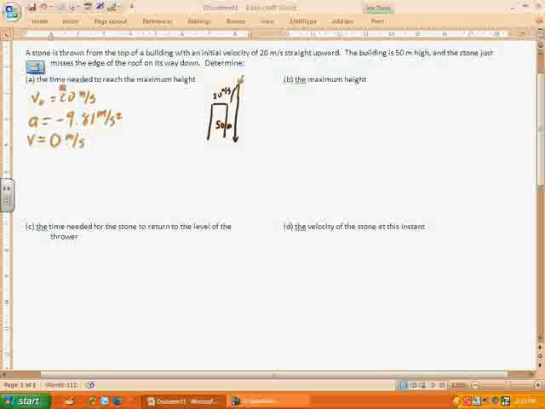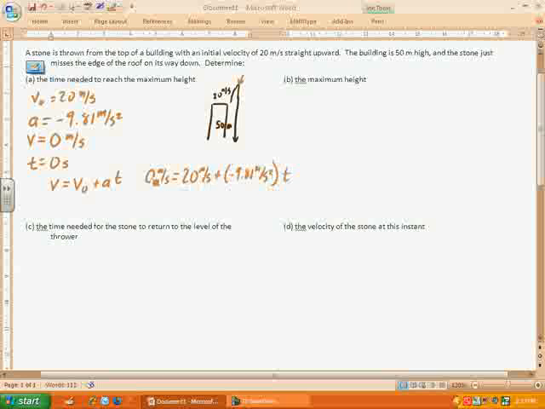And so since I'm looking for time to get to that point when it's at rest, I need now the time. So I'm going to find my kinematics equation that relates velocity, acceleration, and time, which is going to be the first one that we had in our class, which is v equals initial velocity plus acceleration times time. So then we can go ahead and put the numbers in. 0 meters per second is equal to the initial velocity 20 meters per second plus the acceleration, which is negative 9.81 meters per second squared, times the time.